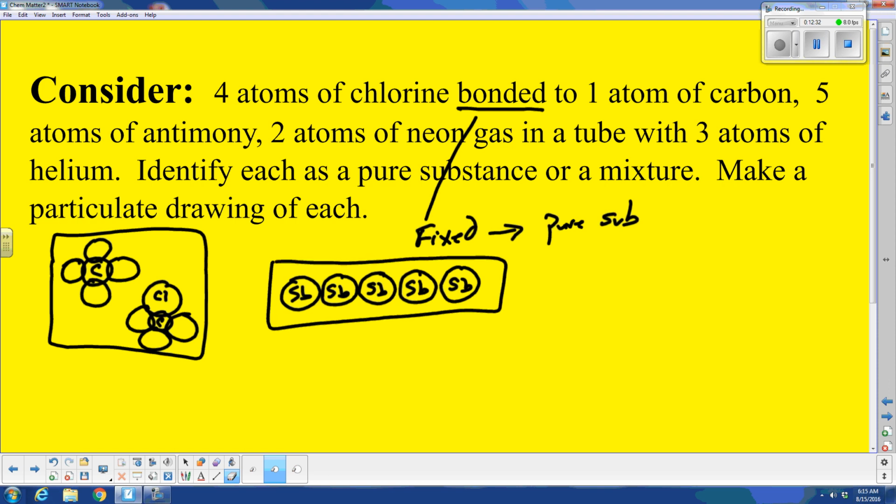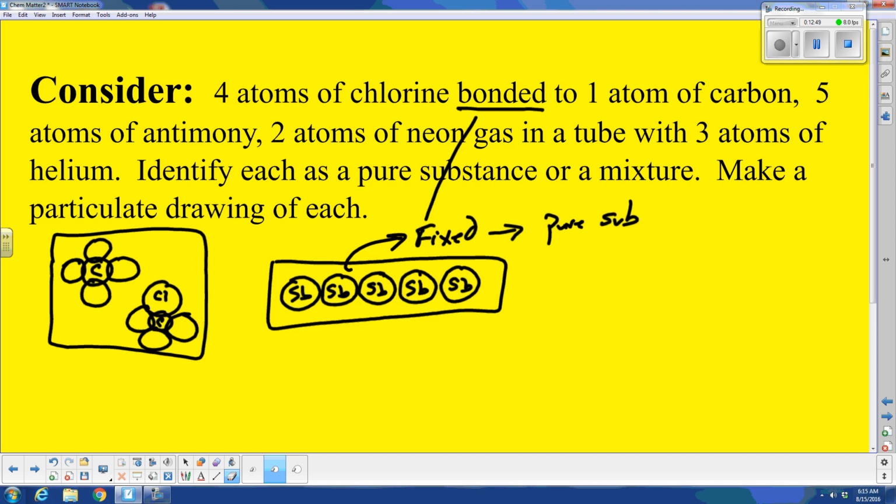And now, is that composition ever going to change? Am I going to have 6 antimony? Am I going to have 8 antimony? The answer is no. I'm always going to have 5 antimony. And there's nothing else listed, so it's only antimony. So is this fixed? The answer is yes. So my 5 atoms of antimony represent a pure substance.